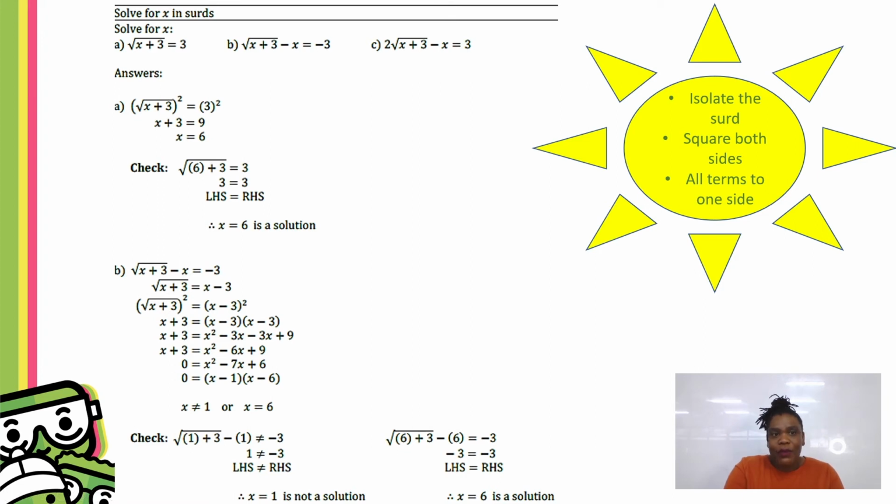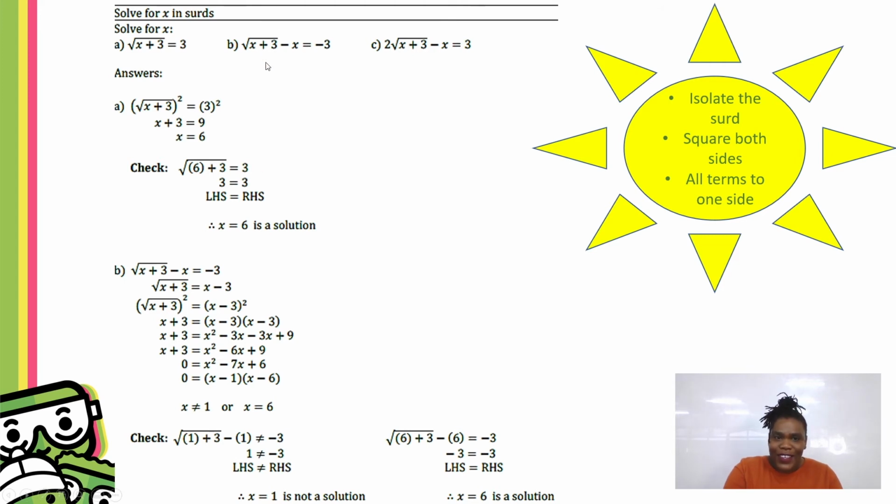Okay, we had square root of x plus 3 on its own on the left-hand side of the equation. We had this 3 on its own on the right-hand side of the equation. So half the work was already done. If you look at B, it's a bit different. It's not more difficult, it's just a bit different. It requires more steps, but the procedure is still the same.